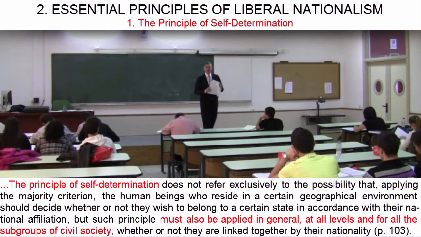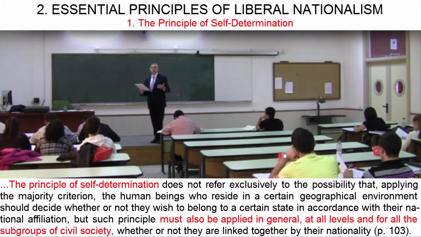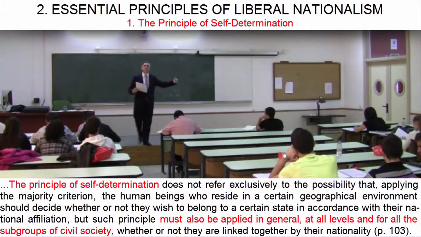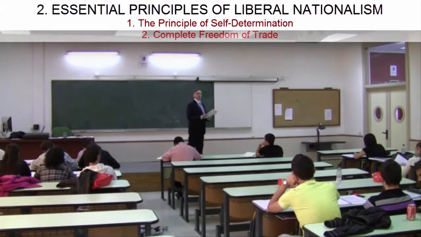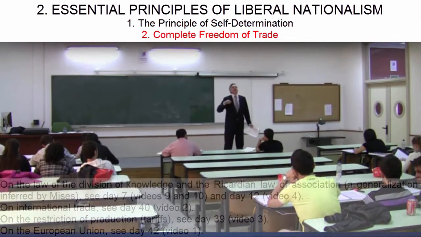for that is the only way to ensure that they are not exploited through a process in which majorities coerce minorities, and minority groups have no capacity to opt out of that oppression or exploitation. The second essential principle on which liberal nationalism must rest is the principle of free trade.